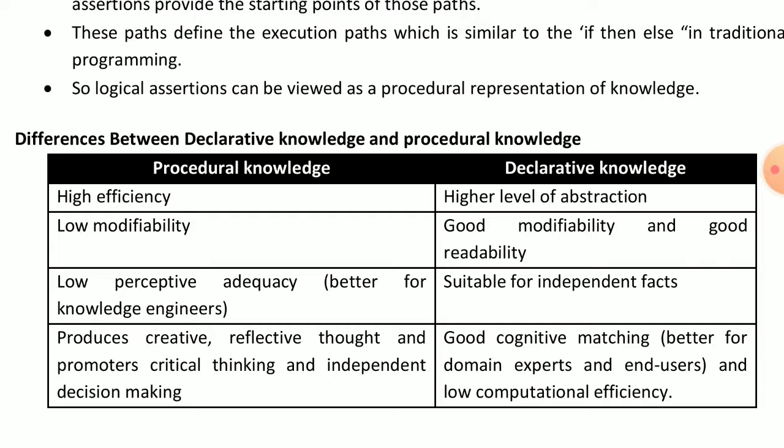Procedural knowledge has high efficiency. Declarative knowledge has a high level of abstraction. Second difference: procedural knowledge has low modifiability, meaning if we change some procedure, then the modification is possible in the procedural knowledge. And in declarative knowledge, good modifiability and good readability are possible.